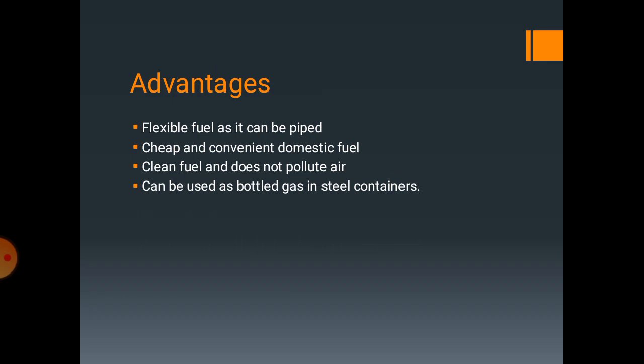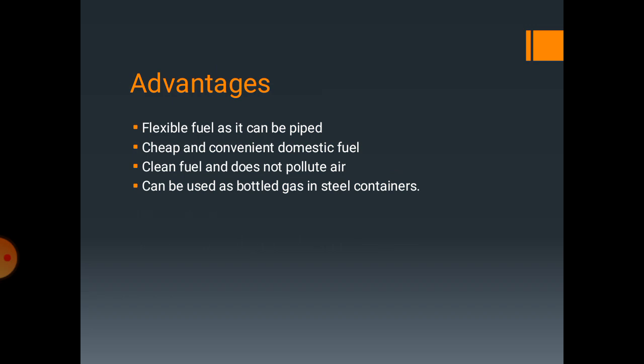Cheap in the sense that Pakistan has sufficient or excellent supplies of natural gas, and it is produced at home. That's the reason it is cheap, whereas the oil based fuels like petrol, diesel, kerosene have to be imported, and that's why they are expensive. So natural gas is cheap because it is produced at home, and it is a convenient domestic fuel in the sense that it can be piped directly to homes, factories, power stations and industry where it is needed.